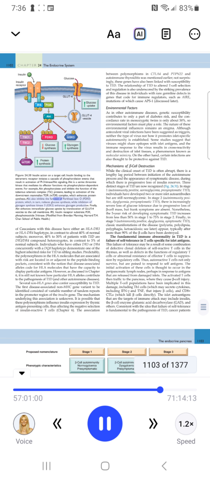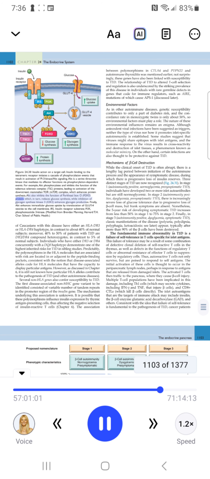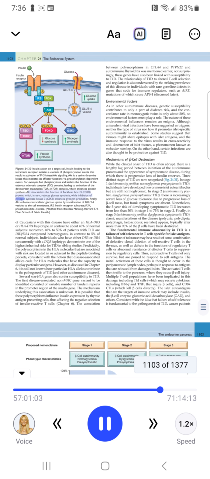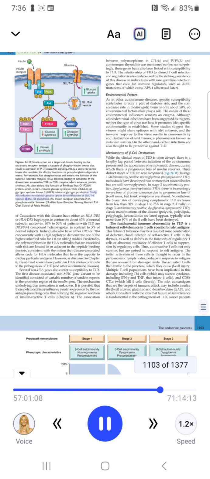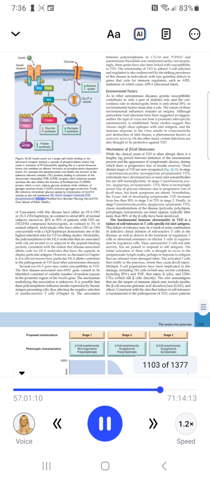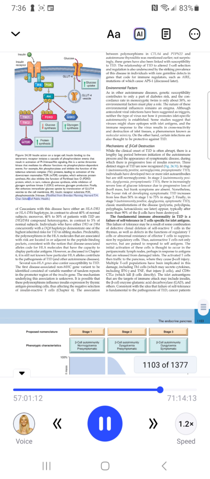AKT also inhibits the function of forkhead box O, FOXO protein, which in turn reduces glucose synthesis, while inhibition of glycogen synthase kinase 3, GSK3, enhances glycogen production. Finally, AKT enhances intracellular glucose uptake by translocation of GLUT4 vesicles to the cell membrane. IRS, insulin receptor substrate; PI3K, phosphoinositide 3 kinase. Modified from Brendan Manning, Harvard T.H. Chan School of Public Health.